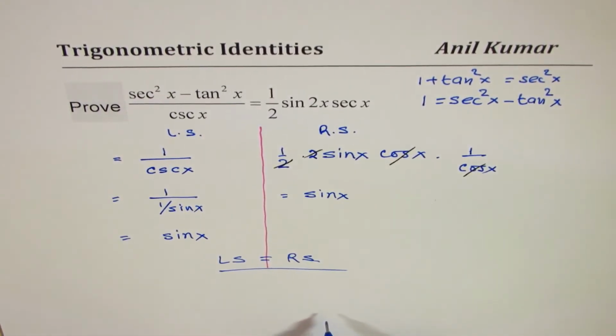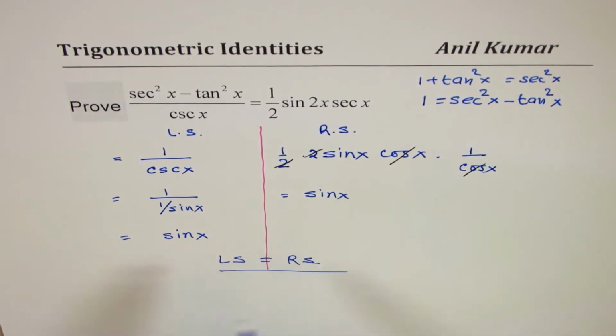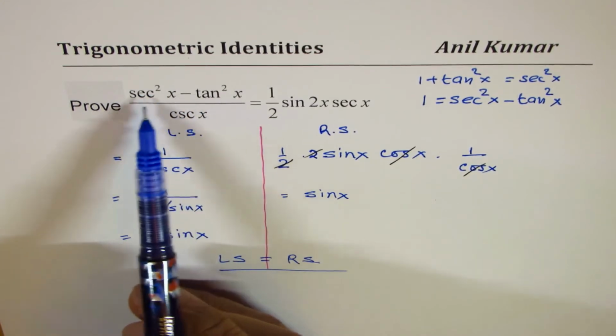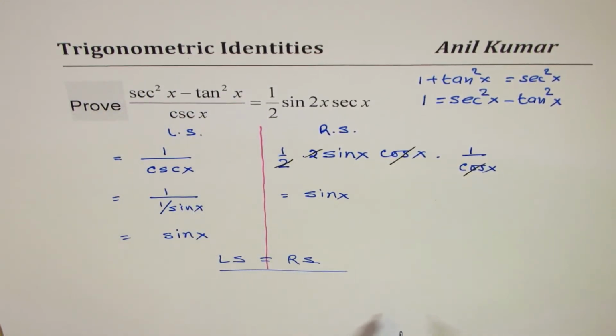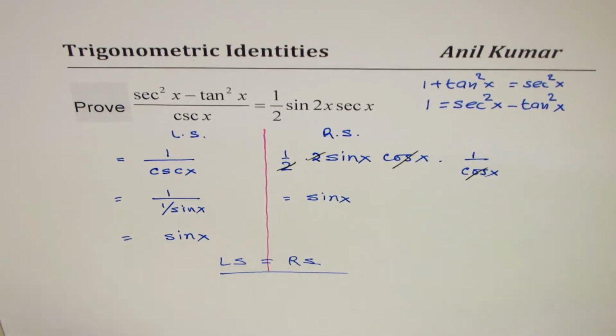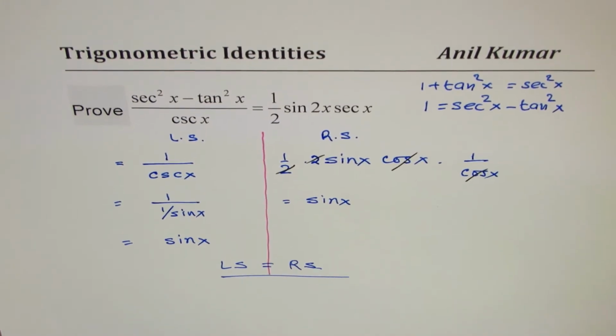Isn't that so simple? Well, the alternate method which most students will do is write secant and tan in terms of sine and cosine. You'll actually fill a whole page to do this. So I'd like you to notice this kind of a solution. That is the most efficient way you could solve such an identity. So let's take up more examples.